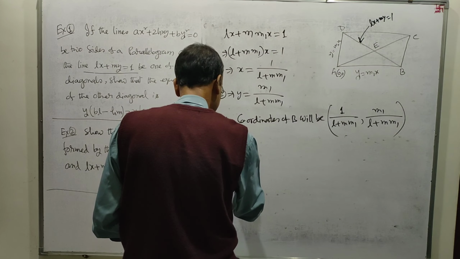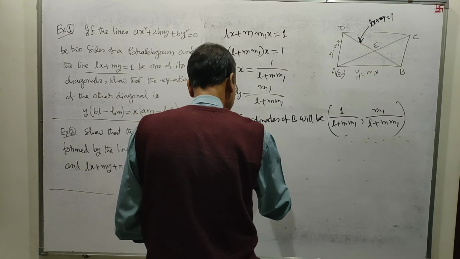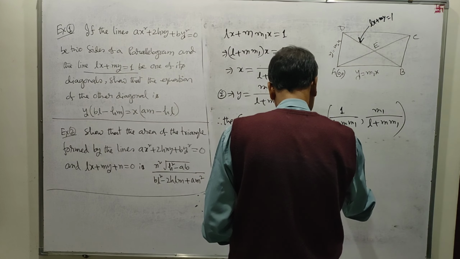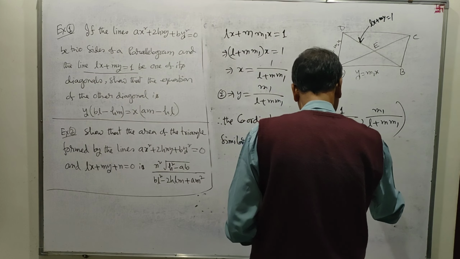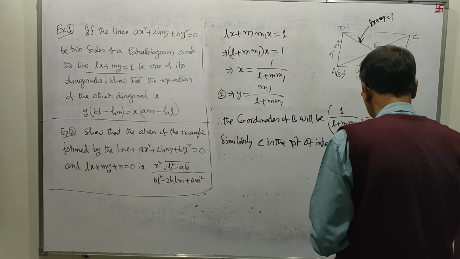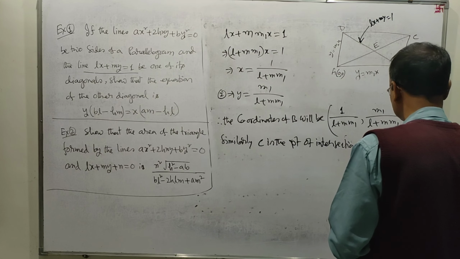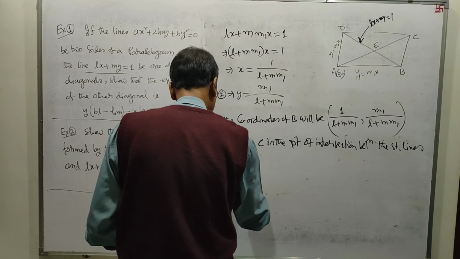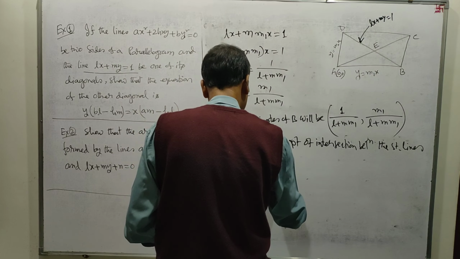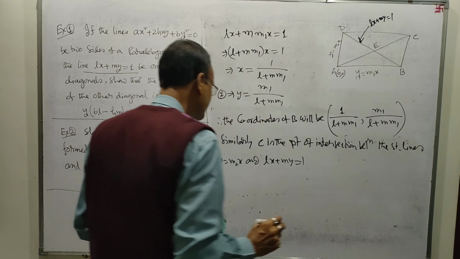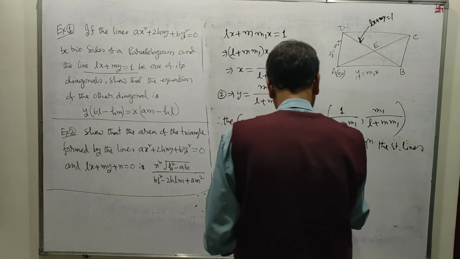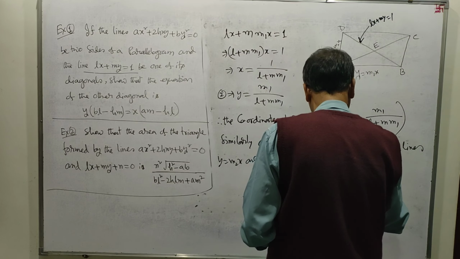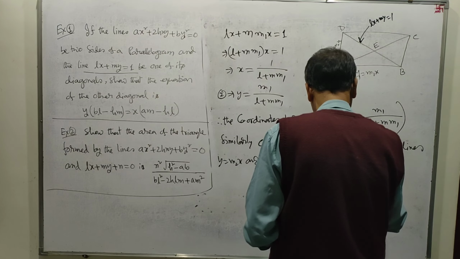Similarly, C is the point of intersection between the straight lines y is equal to m2x and Lx plus my equal to 1. Solving this, that is equation 3 and 5.